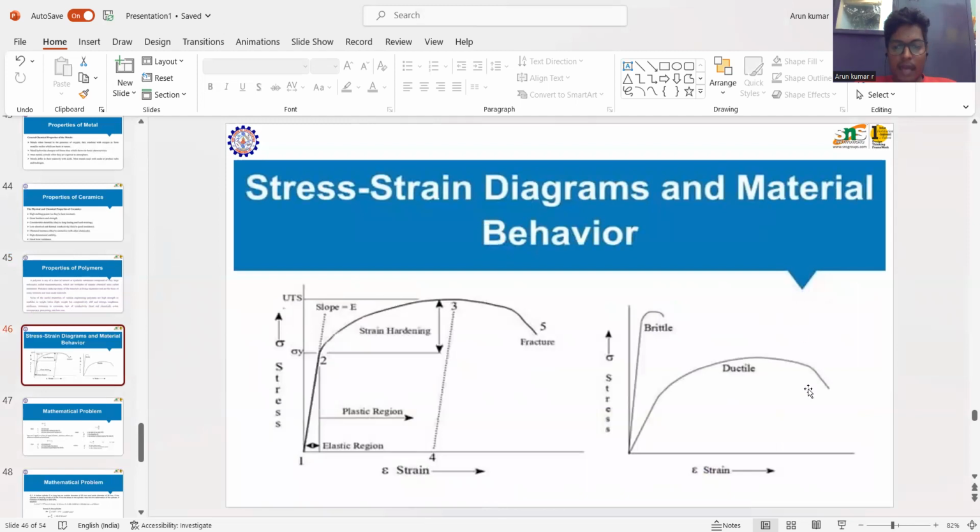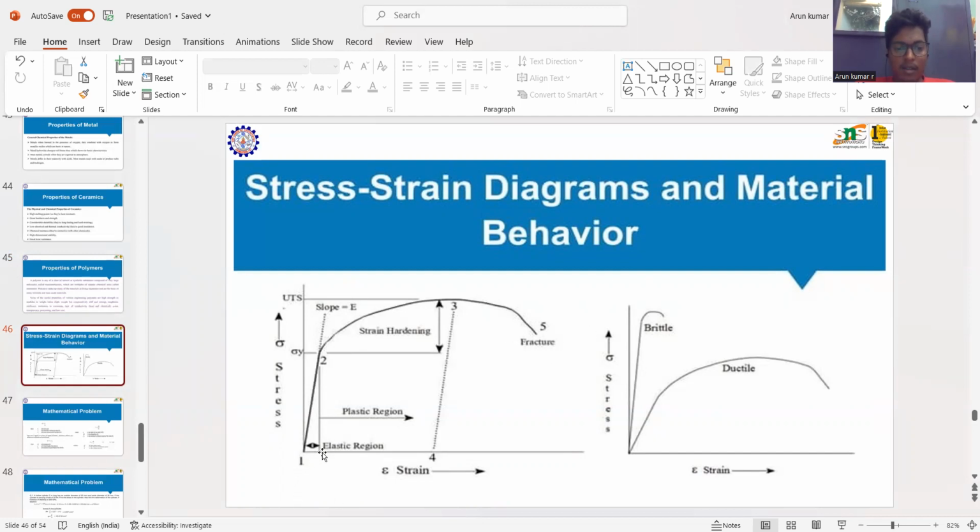So this diagram is a graph. It shows the relation of the stress strain diagram and material behavior. First we show the diagram. On the x-axis we take strain and on the y-axis we take stress. Whenever we increase the strain and stress, the curve increases from 1 to 2. When we further increase the strain value, the graph gets elongated from 2 to 3. As we further increase the stress and strain value, at a certain time the fracture will happen.